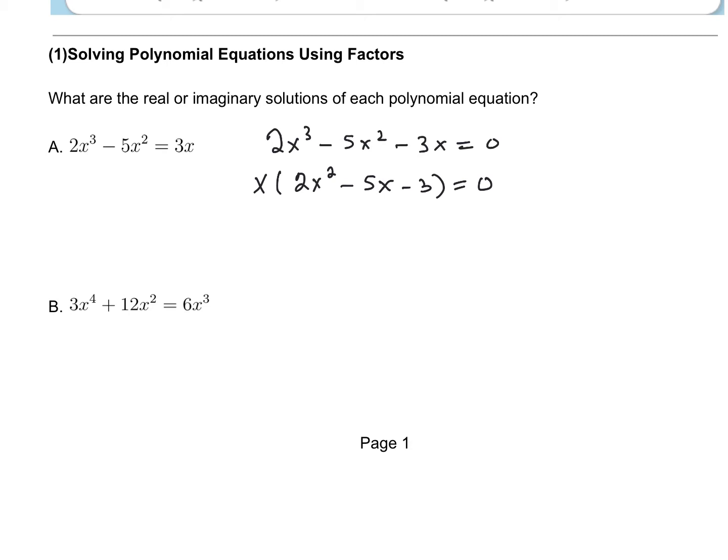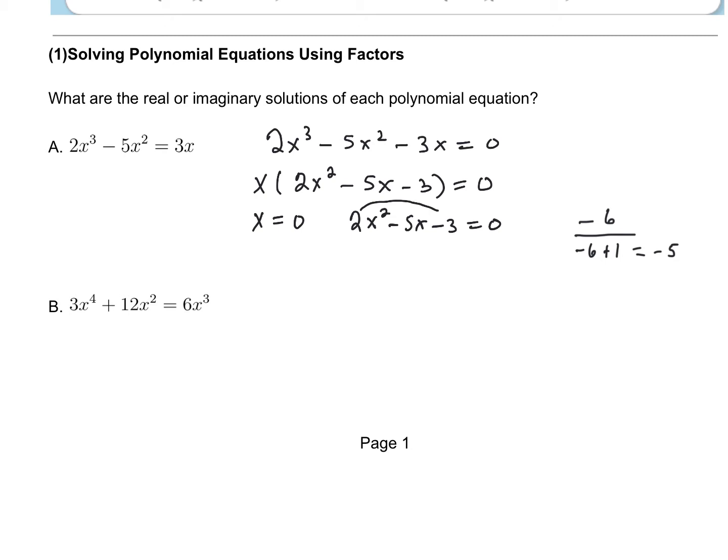So we know that the first solution will be x equals 0. Now we've got to solve 2x squared minus 5x minus 3 equals 0. You can use the quadratic formula, or you can solve by factoring. Remember, 2 times negative 3 is negative 6. So you want the factors that add up to negative 5, which is going to be negative 6 and 1. And that's negative 5.